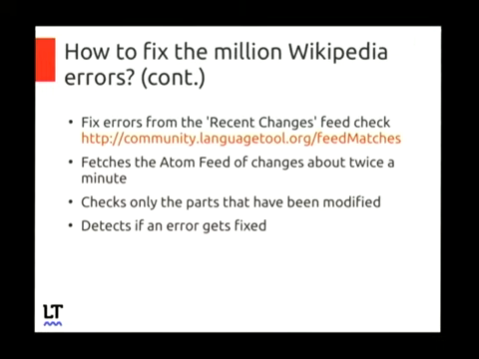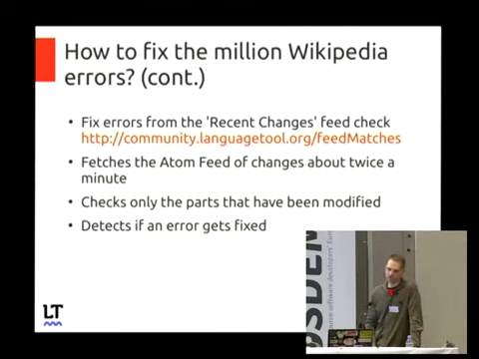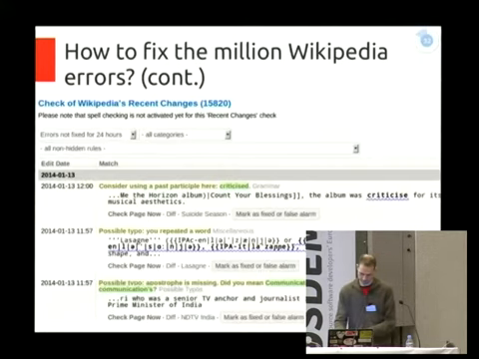As a first step, we have a new feature where we check the recent changes from Wikipedia. We fetch this atom feed of recent changes twice a minute, and then we run LanguageTool over it, not over the complete articles, but only over those parts that have actually changed. Then we detect if someone has made an edit that has introduced an error, and we also usually detect whether someone has made an edit that has fixed an error. So what we end up with is a database of freshly introduced errors. It looks like this.